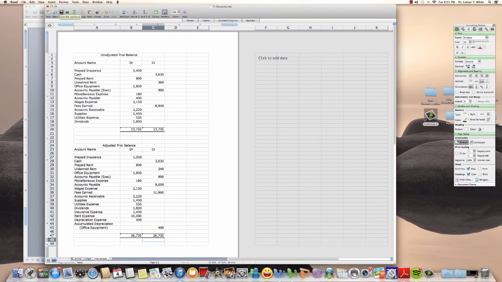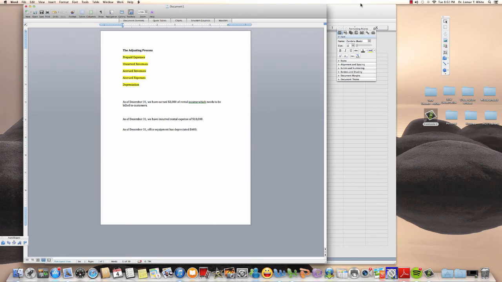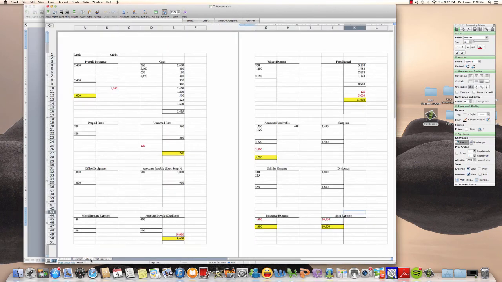So I am in balance. All right? And that's the adjusting process. Now I just want to go over a few more things that can be adjusted. A few more accounts that can be adjusted. Let's look at our ledger.